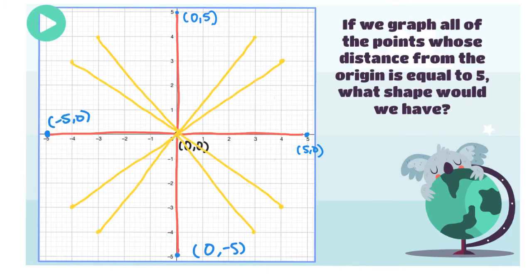So what I have done here is I have found some of those specific points whose distance from the origin is 5. And now if we connect the dots of their segment endpoints, we can imagine what shape is created. And of course, this is not going to be exact. This is just an approximation.